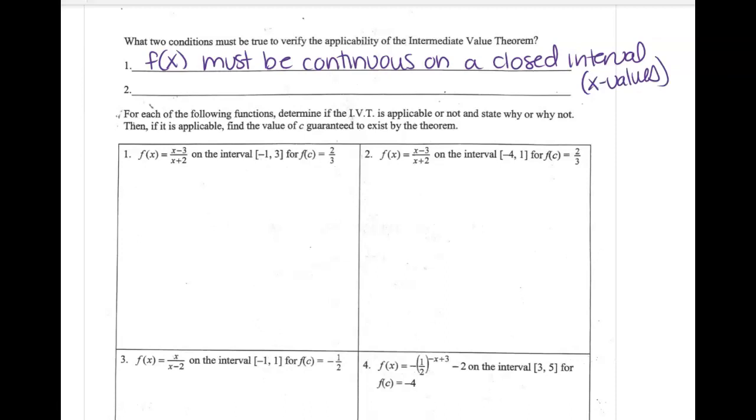The other piece is that f of a has to be less than f of c, which has to be less than f of b. And our y is f of c. This is just saying f of c has to be between f of a and f of b.